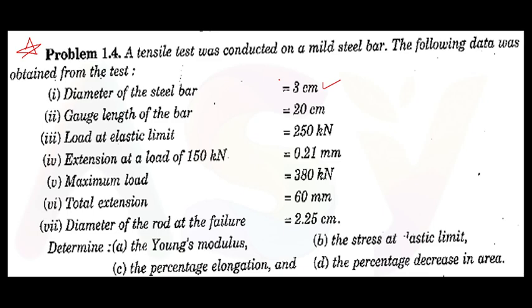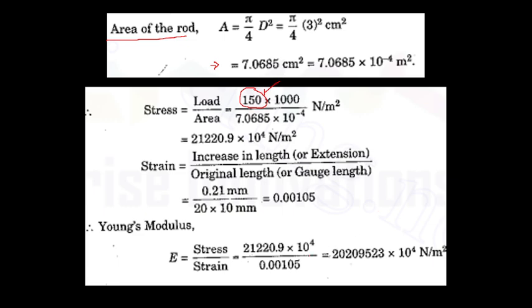Okay, load at elastic limit is 250 kilonewton. Extension at load of 150 kilonewton is 0.21. So with respect to the elongation 0.21 mm, load is given 150 kilonewton. Why? This is the load within elastic limit. At elastic limit, load is 250 kilonewton. Within elastic limit, in which the extension is 0.2 mm, the load is 150 kilonewton. That's why we are putting the value as 150 kilonewton.